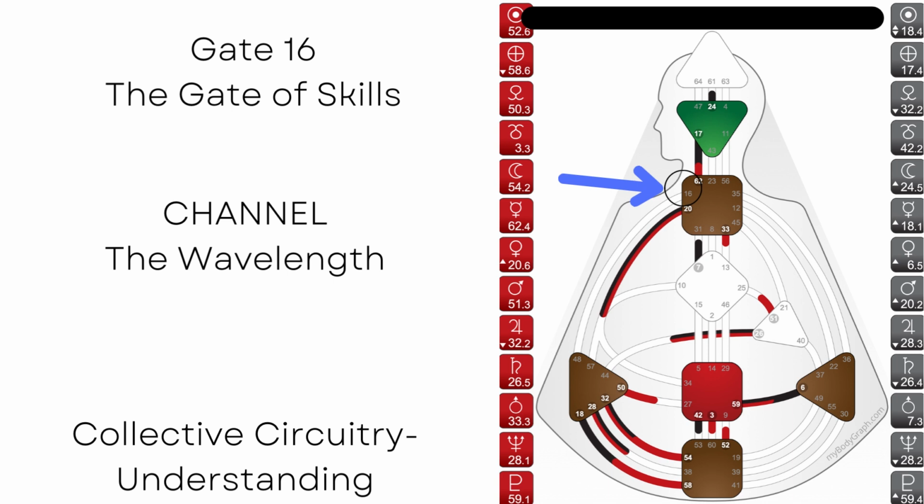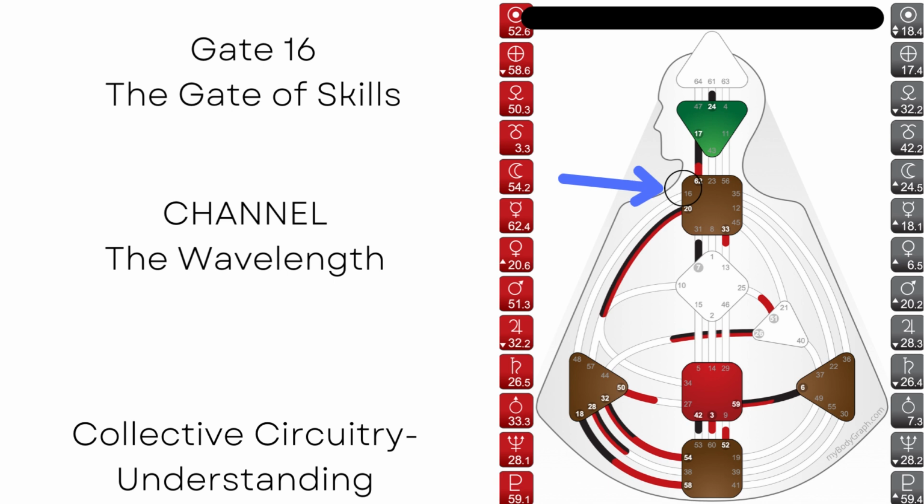It is in the channel of the 16-48. So the other part of the 16 is the gate 48. The 16-48 runs from the throat to the spleen, or the spleen to the throat. It goes both ways. So this channel is the wavelength, a design of talent.